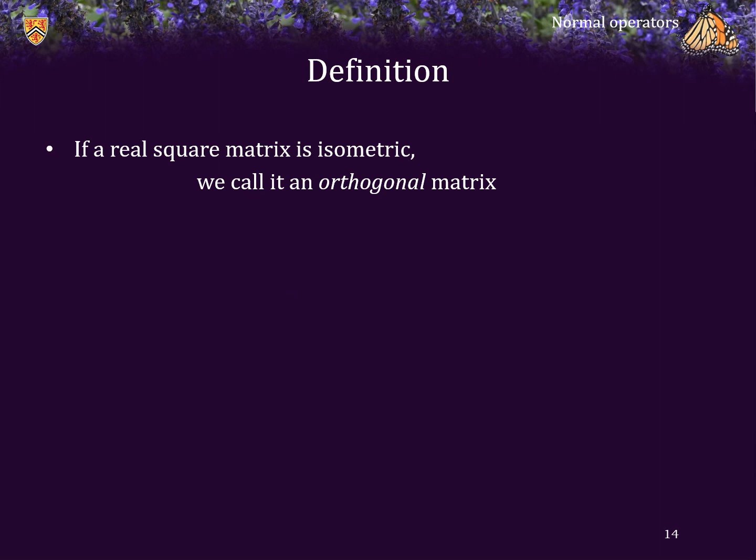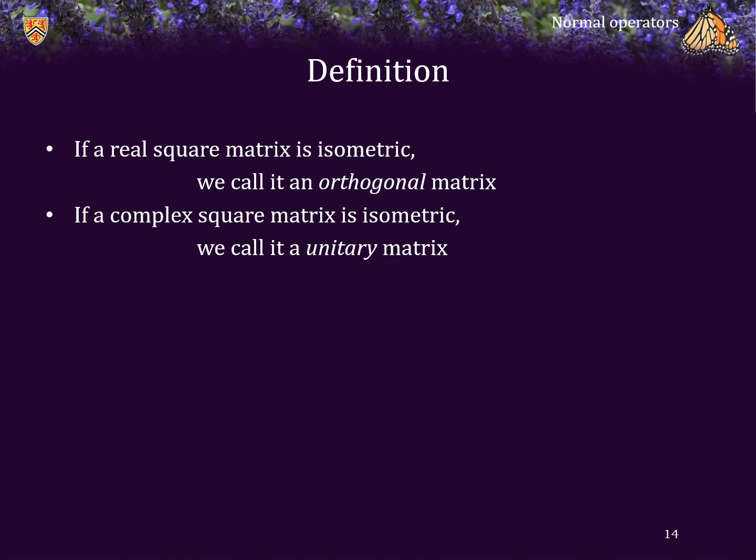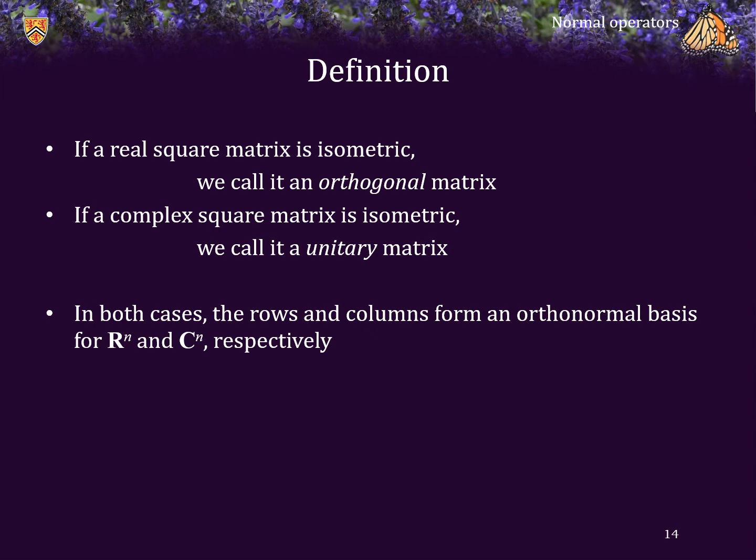Now, a few further definitions. If a real square matrix is isometric, they actually call it an orthogonal matrix. Also, if a complex square matrix is isometric, we call it a unitary matrix. In both cases, the rows and the columns form an orthonormal basis for R to the n and C to the n, respectively.